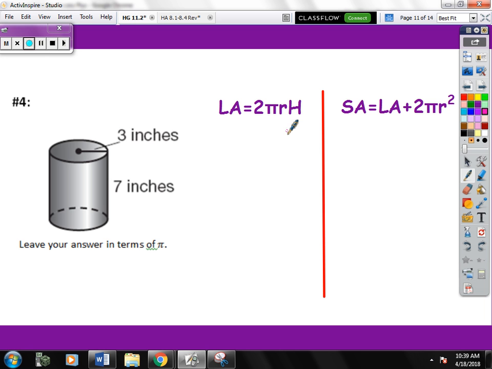And then literally, you just plug in. The radius is given. Sometimes you have to divide by 2 to get the radius. Okay, that's as hard as they get. The height is set. And then you just plug into your formulas.